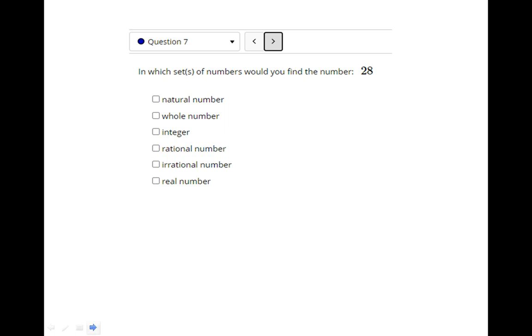In which set of numbers would you find the number 28? Well, you know 28's a natural number. It's a whole number. It's an integer. You can write it as a fraction because you can write it as 28 over 1. It's not irrational, but it is real.